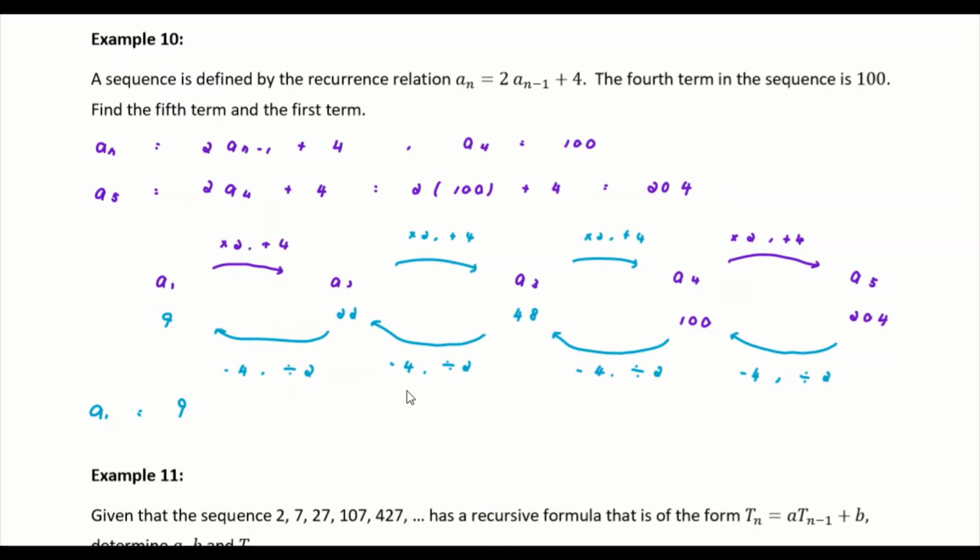Okay, so that's the idea. You don't really need to solve it by simultaneous equations and so on. In this case, you can just use the idea of undoing the whole process to do this. Okay, so now let's look at the last example.